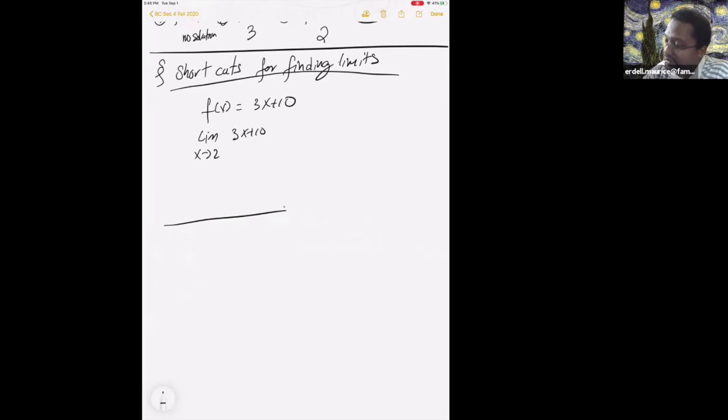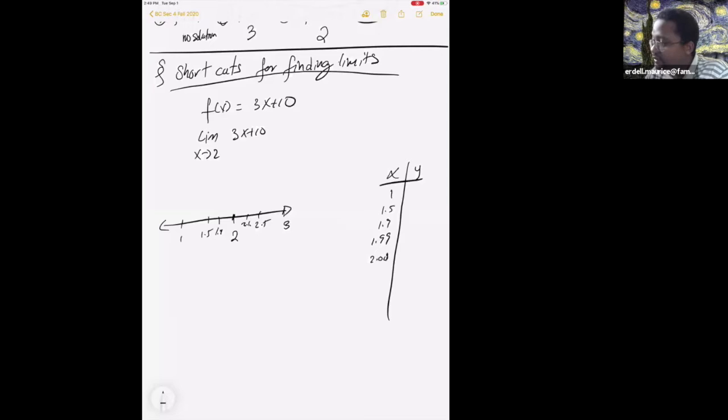I would have to draw a number line. On that number line, identify my limit, 2. Go to the left side, 1, 1.5, 1.9, 1.99, 1.999. Plug all of those into a table of values. Then I go to the right side, 3, 2.5, 2.1, 2.01, 2.001. And then look to see what's happening in the y values and hopefully see that they're squeezing to the same number. If they're squeezing to the same number, then that would be my limit.